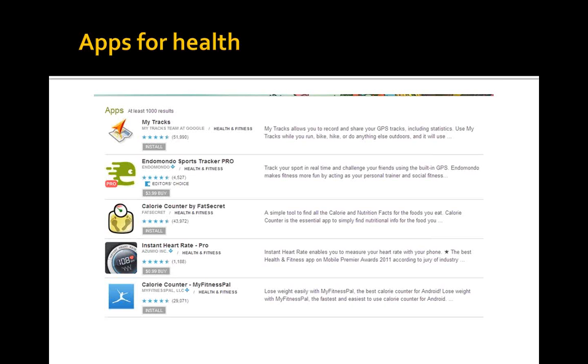So here we see the idea that these apps can be brought to your smartphone and provide you with a way to track information about your health, your lifestyle, and in order to be able to use it for yourself or to share it with others.